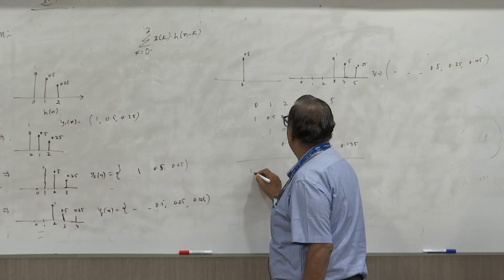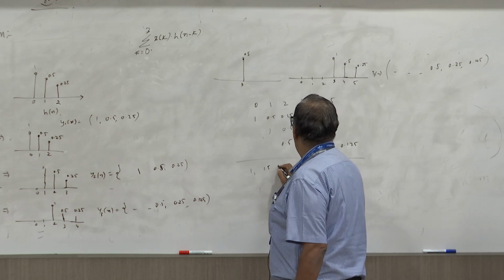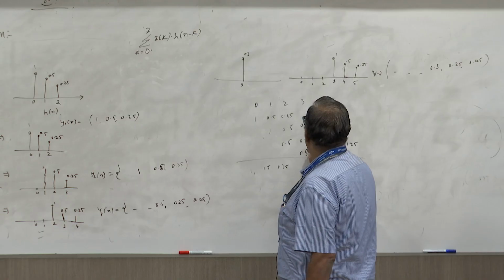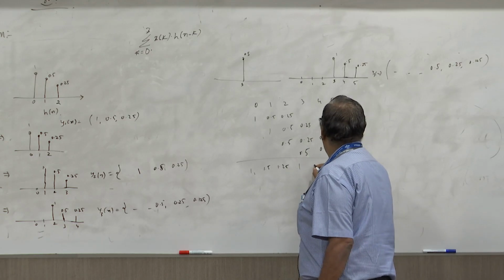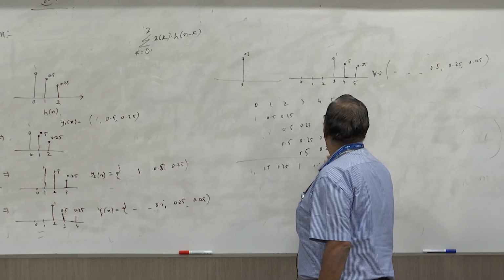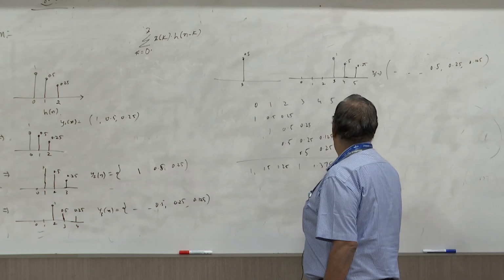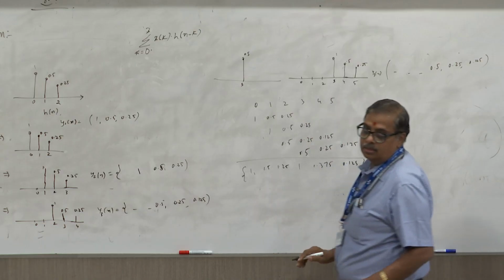So this will be 1. So this is 1.5, 0.5, 0.5, 1, 1.25. So this is 0.5, again 1, and this is 0.375, and the last one is 0.125. So this is the convolution.